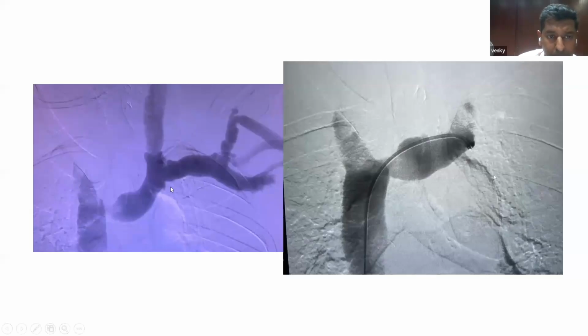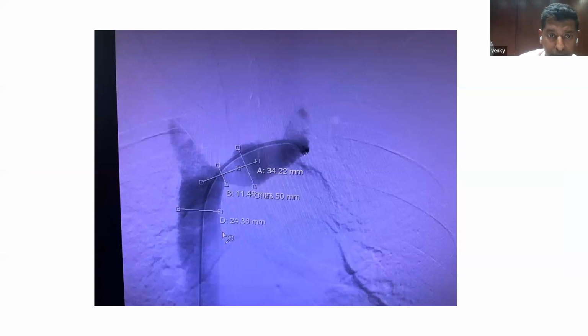It was not completely absent, but we decided to stop there. As we had used a 14 mm balloon, we did not want to go beyond that. So this is the pre and post procedure images. You can see the brachiocephalic stenosis here, which has reasonably opened up after the 14 mm balloon angioplasty. Just to show the size of the vessels, the subclavian is almost 25 millimeters in diameter, as was the left brachiocephalic vein, almost 24 millimeters. And this is the lesion after angioplasty, which is almost 12 millimeters, 50% of the adjacent vein, which means the residual stenosis was close to 50%.